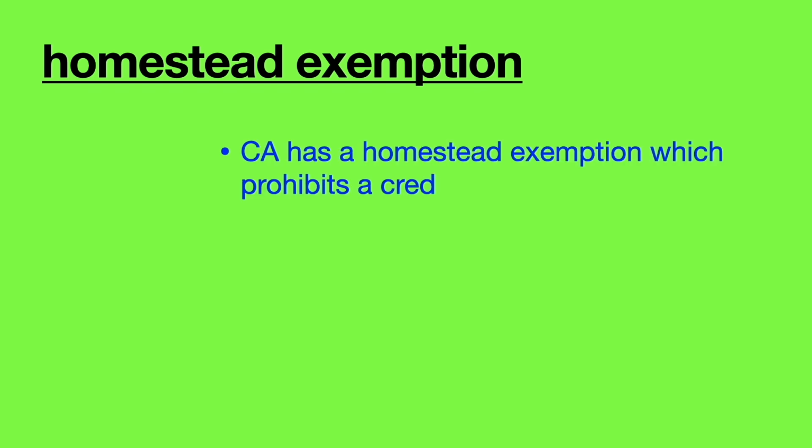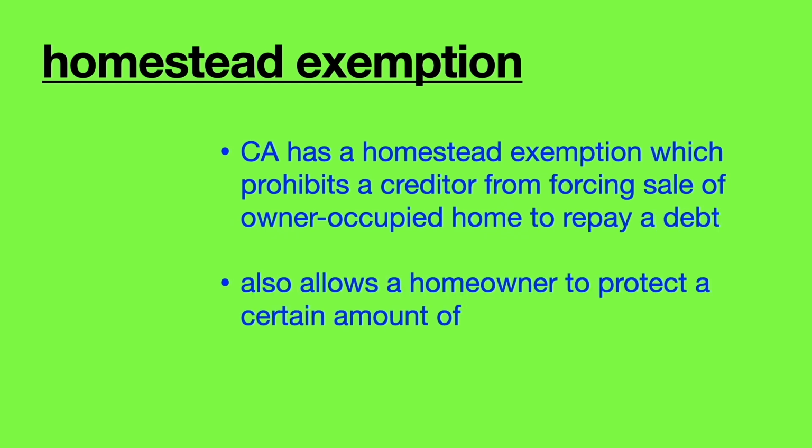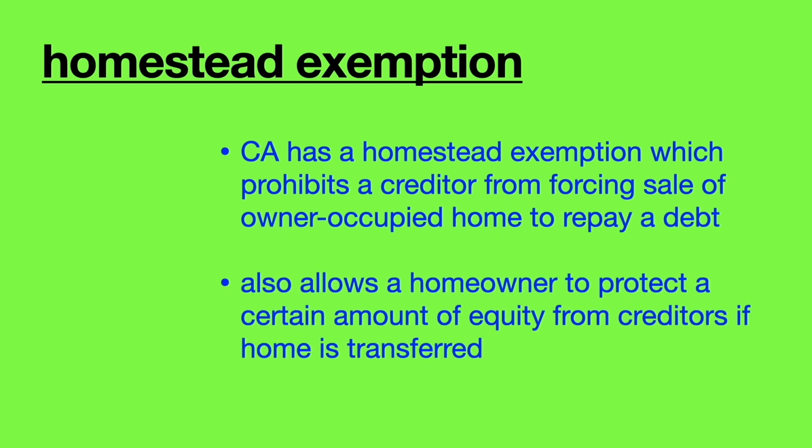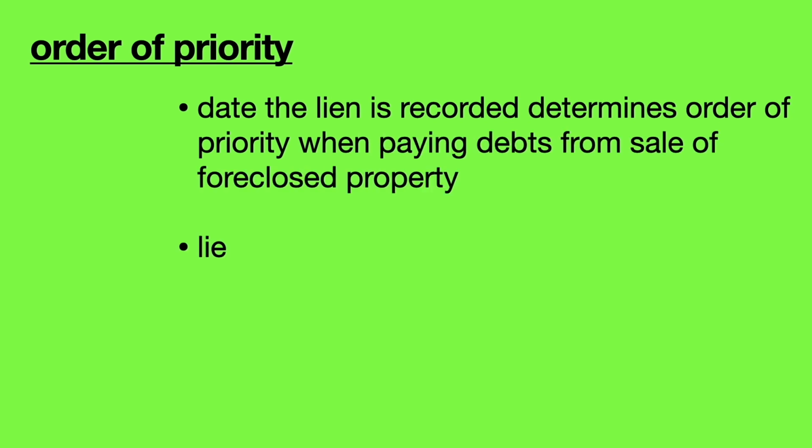California has a homestead exemption, which prohibits a creditor from forcing the sale of the owner-occupied home to repay a debt. It also allows a homeowner to protect a certain amount of equity from creditors if the home is transferred. In general, the date the lien is recorded determines the order of priority when paying debts from the sale of a foreclosed property. The lien that is first to record is paid first because it was recorded first.